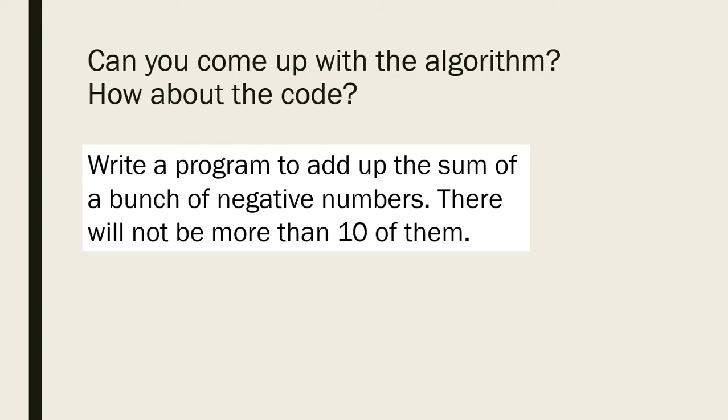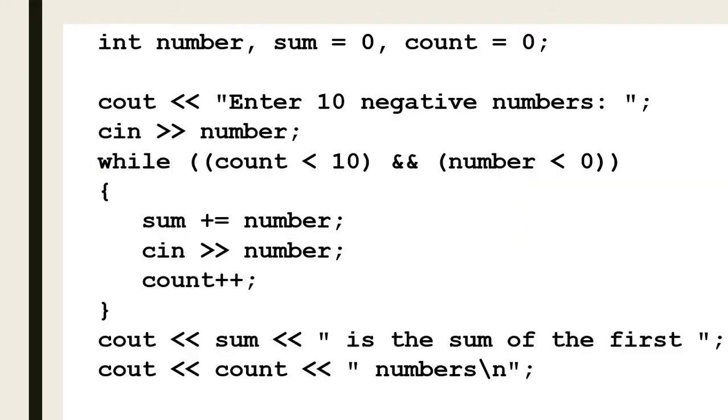You know you're going to need a loop because there's repetition. You're adding up a bunch of things. You don't know how many there are actually going to be, but you know there won't be more than 10. So somehow you have to keep a count going. And if the number is not negative, then you've got to do something with that too. So we have a bunch of things to sort out. Here's one way that you might do it.